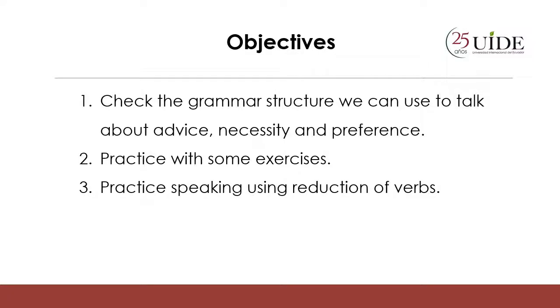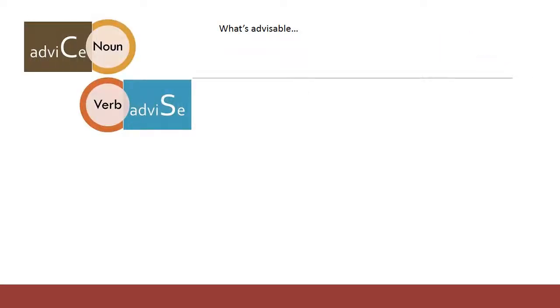Objectives. In this video, we're going to check the grammar structure we can use to talk about advice, necessity, and preference. Then we're going to practice with some exercises, and finally, we're going to practice speaking using reduction of verbs for these three situations: advice, necessity, and preference. So let's start. What's advisable?